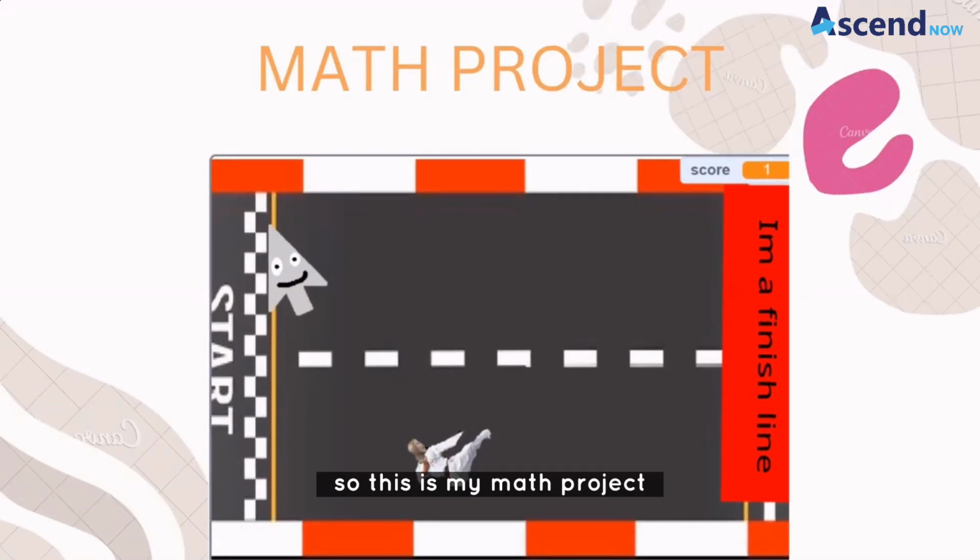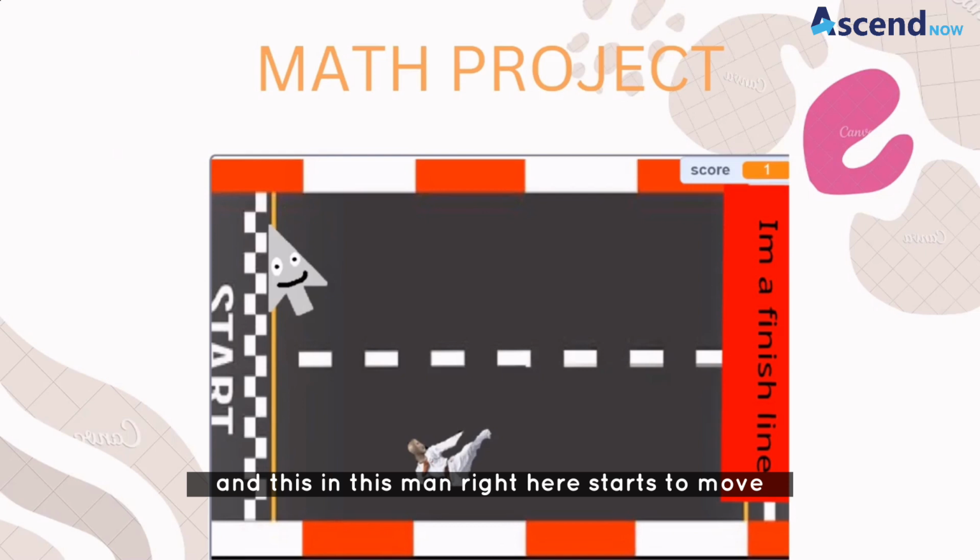So this is my math project. What were the different functions in this? Do you remember? Yeah. So first, when you start playing the game, a typing area will appear, a text box, as I like to call it, and you play as the cursor right here, and the cursor will ask a math question. For example, 12 times 4, and then you have to write in 48, and this cursor starts moving, and this man right here starts to move.